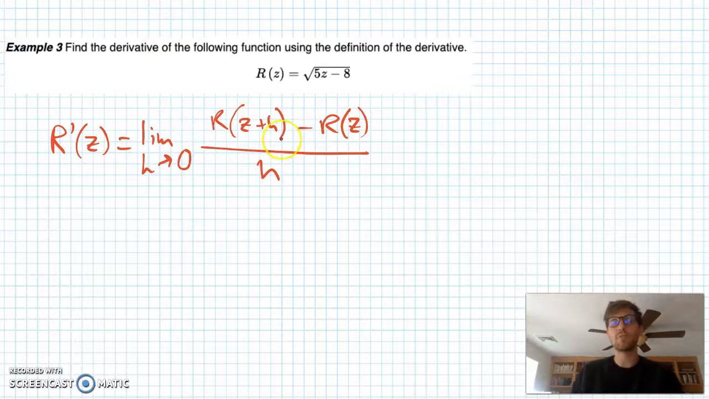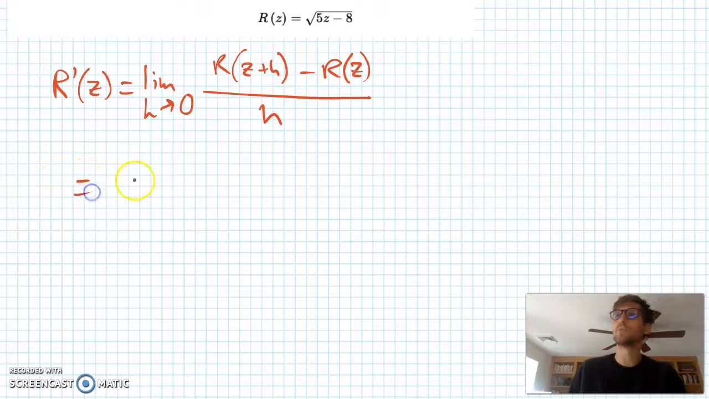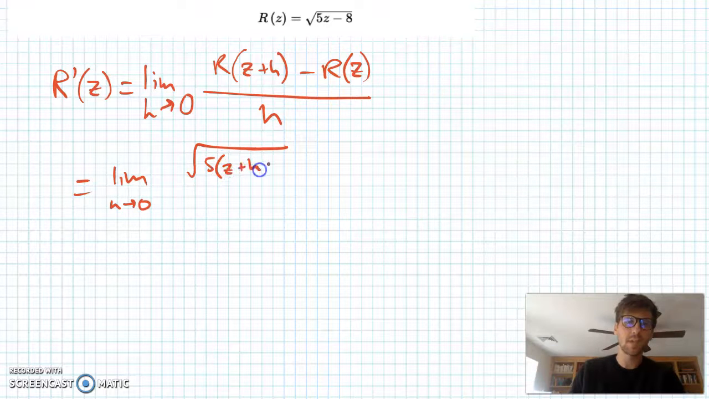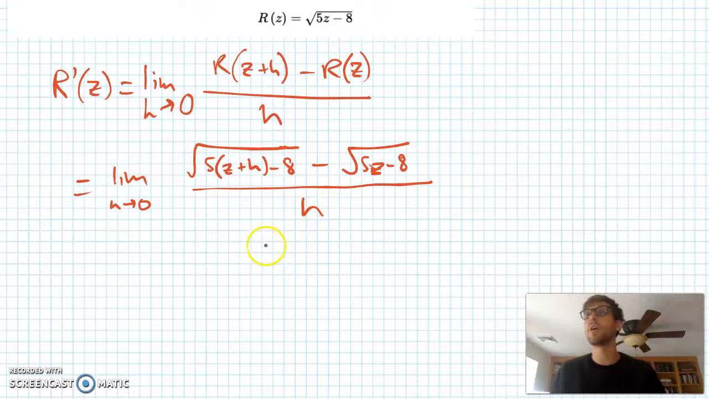Alright, so the limit as h approaches 0, basically we're just adding a little bit to the input minus the original input over that change h. So, again, this one's going to lead to some funky algebra, so we're going to end up with the limit as h approaches 0. And so my original function, what I got to do is take the square root, and then to z I'm going to add h. I'm just plugging it in. And then I need to subtract the square root of 5z minus 8, the original function, and that's all over h. Okay, not too bad so far.